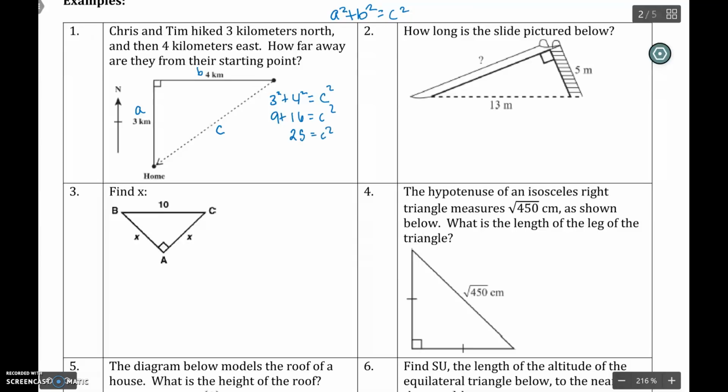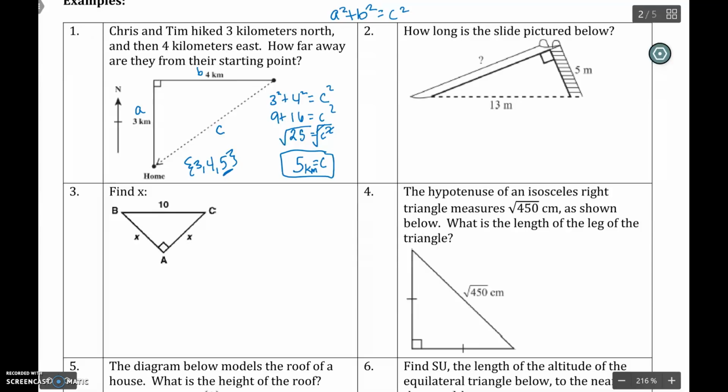Then to figure out c, we have to get rid of the squared, and the opposite of squared is square root. The square root of c squared, those would cancel each other out and just leave you with the c. The square root of 25 is 5, and these are kilometers for your unit. Now this happens to also be the 3, 4, 5 triple. So if you remember that, you just write it down, and the side that was missing would have to be the 5.